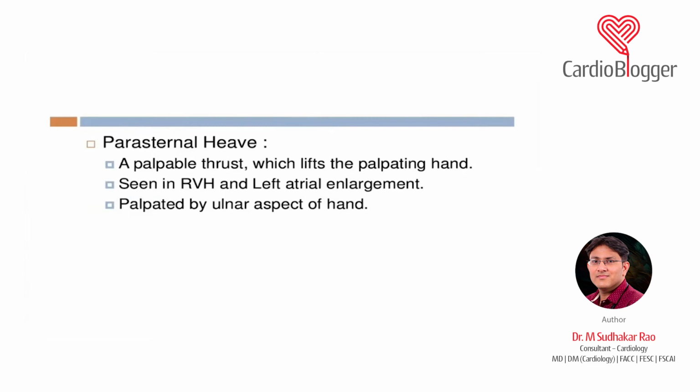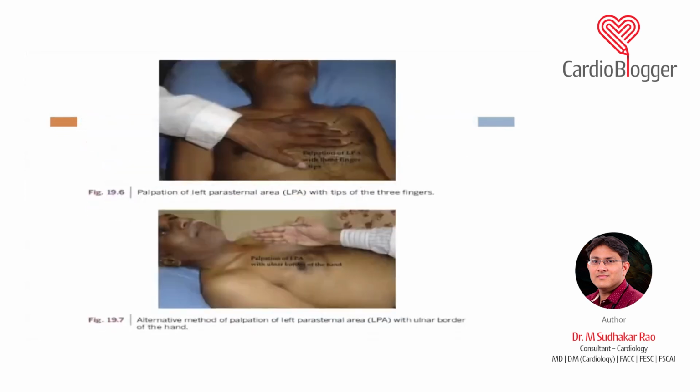I will discuss the parasternal lift, which is not a parasternal heave. Parasternal heave usually suggests right ventricular hypertrophy, by either a volume overload or a pressure overload. There are two methods to feel it. One is by the ulnar border of the hand, and the second is by the pulp, the distal part of the hand, placed over the chest. So these are the two things.